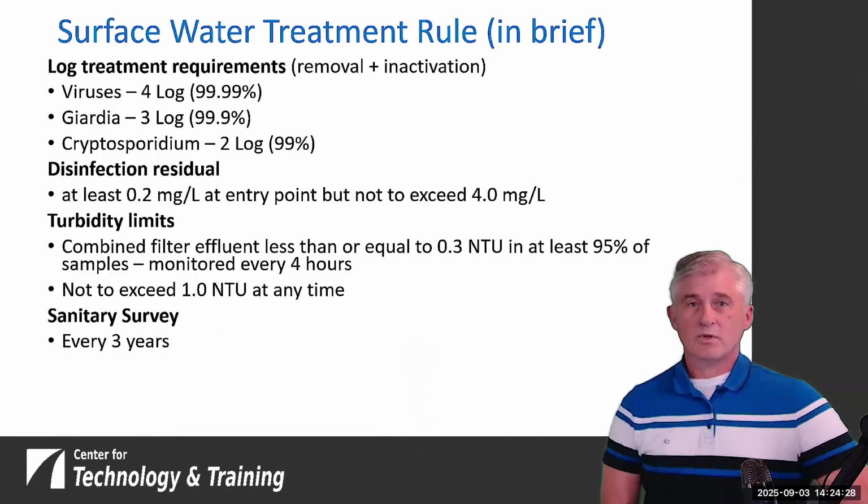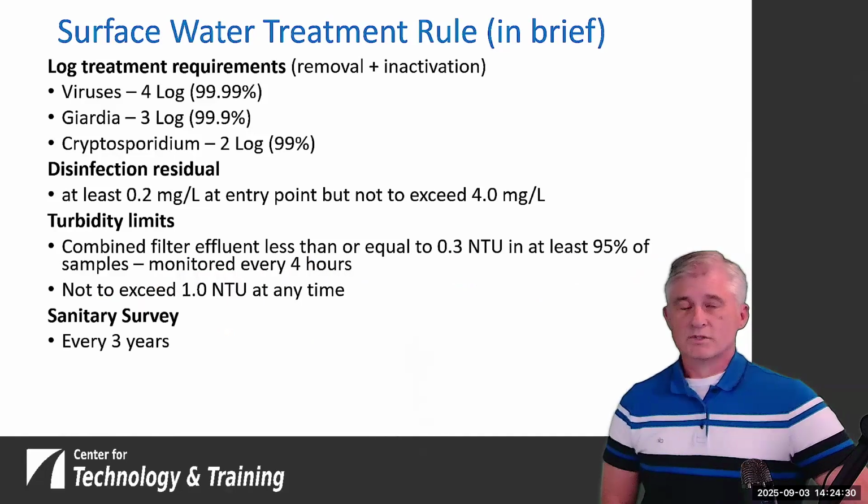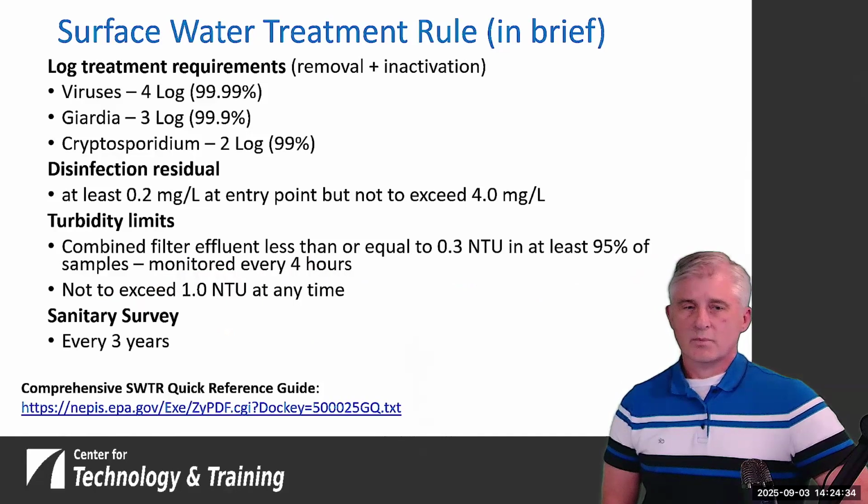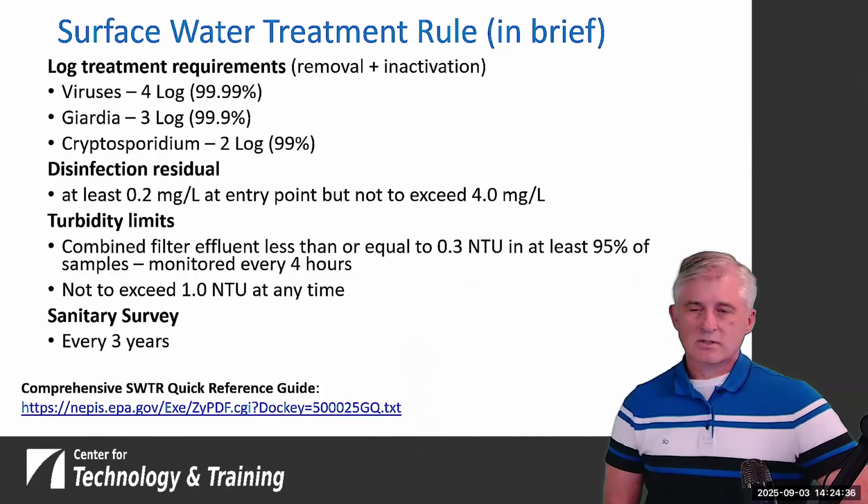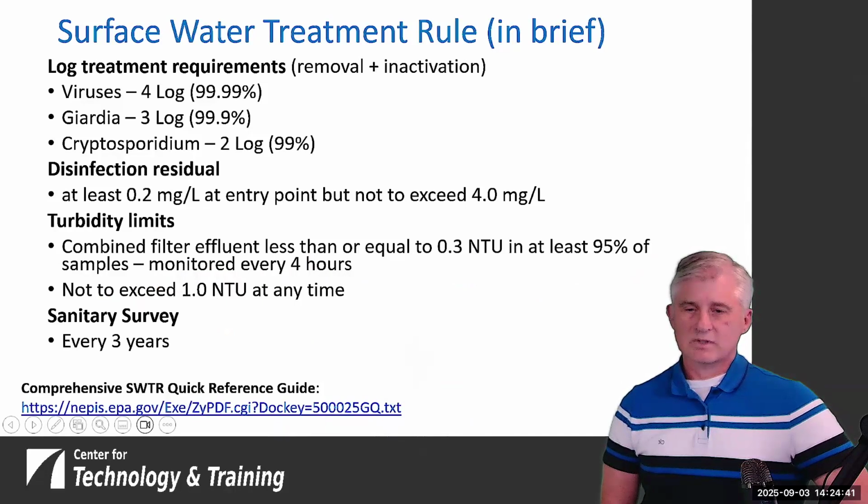Part of the Surface Water Treatment Rule is a requirement for surface water systems to have sanitary surveys every 3 years. There's another one of those guides that I had mentioned. If you're interested, take a quick look at the quick reference guide that EPA puts out.